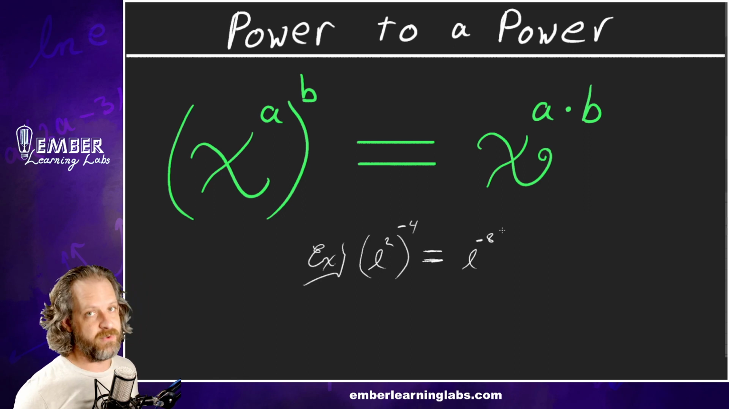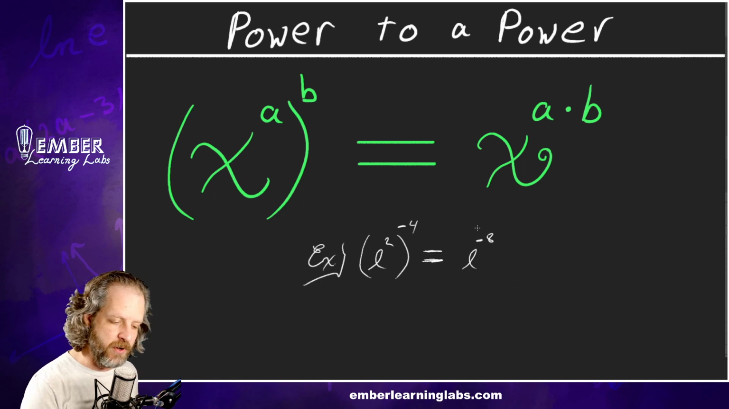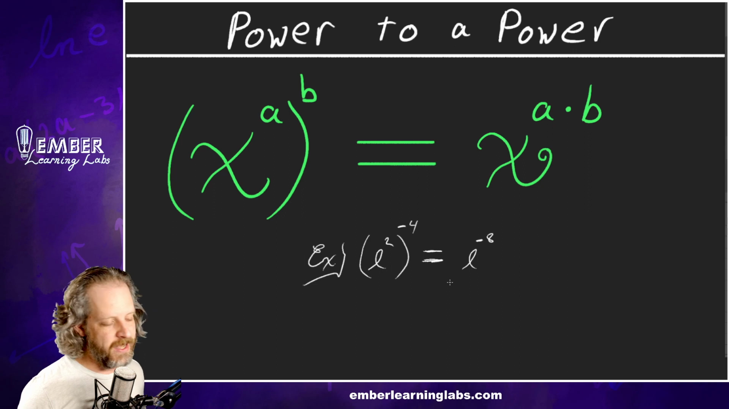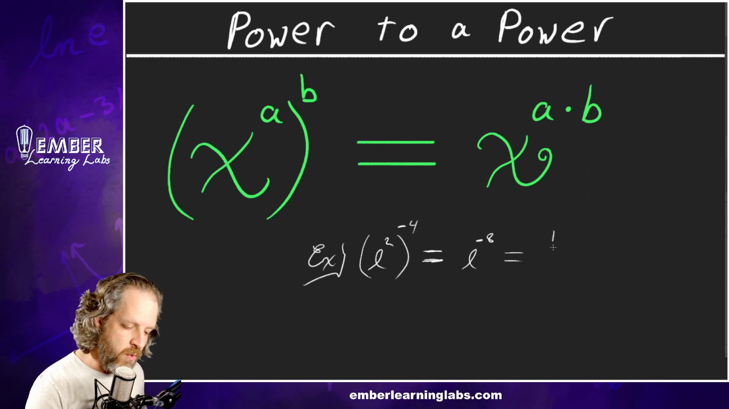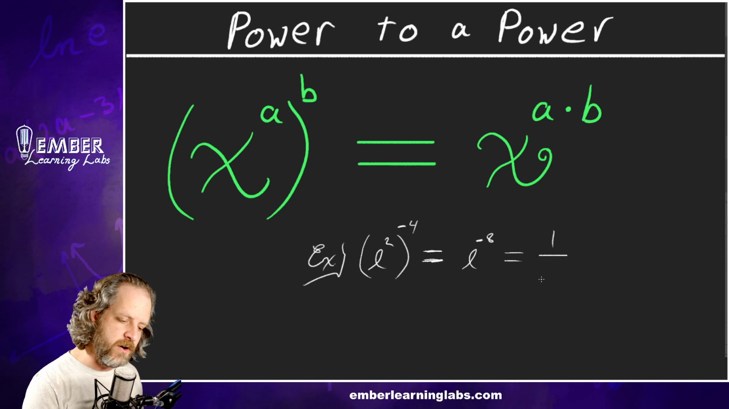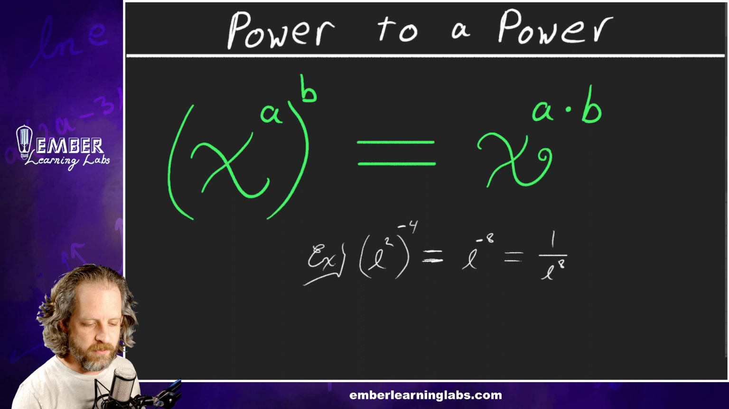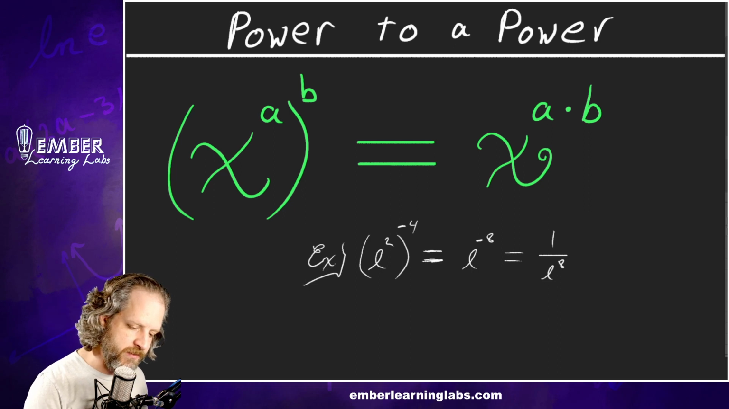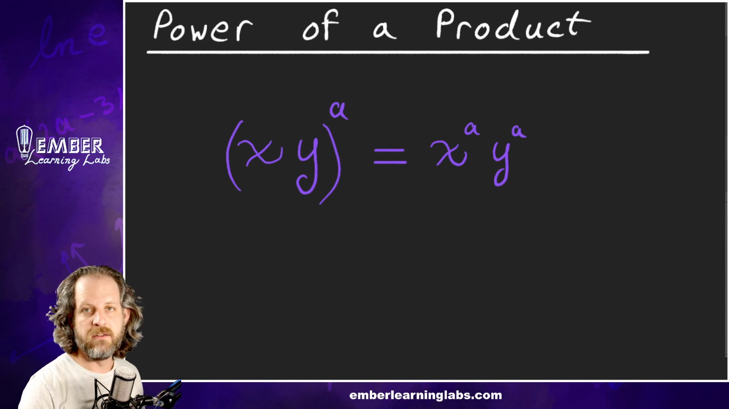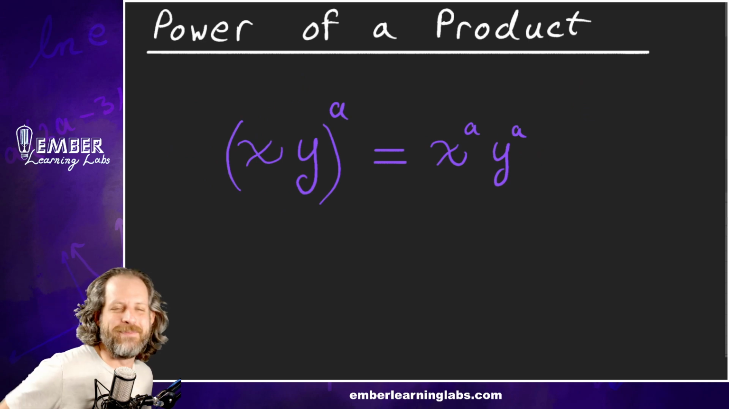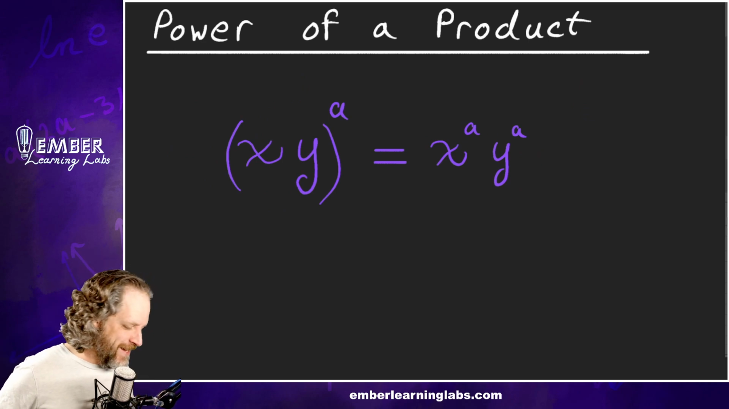Now, since we're sneaking in an extra example, we don't like that negative. We don't like to leave our exponents negative in the end. So this turns into 1 over L to the 8th. Beautiful. One more rule, and then we've got some examples. Oh, just kidding. 3 more rules, and then we've got some examples. Forgot about these two in here.